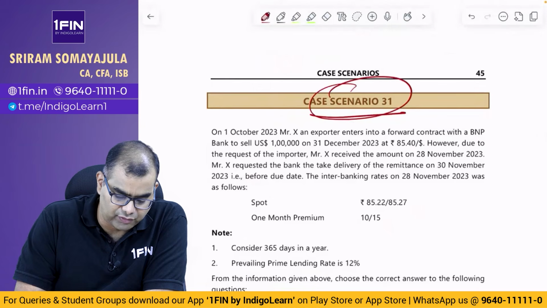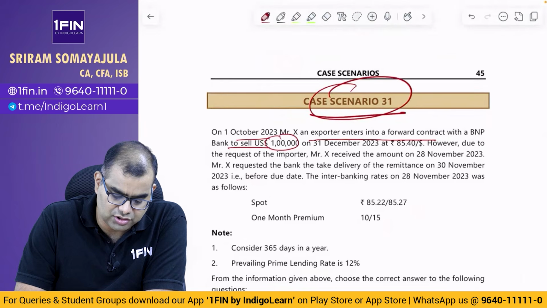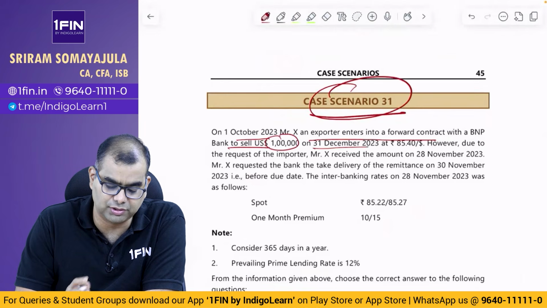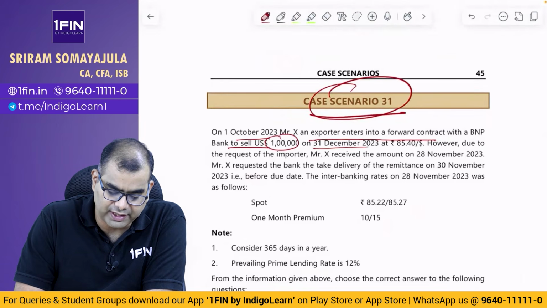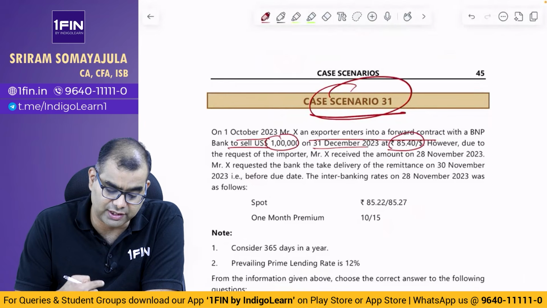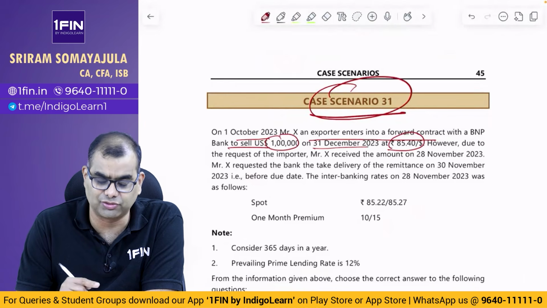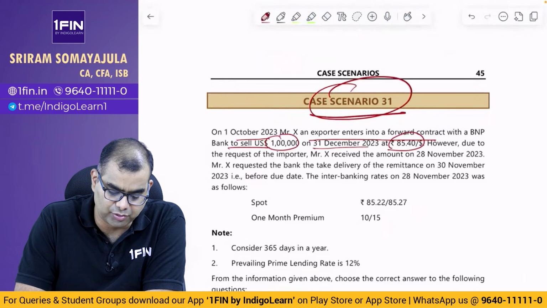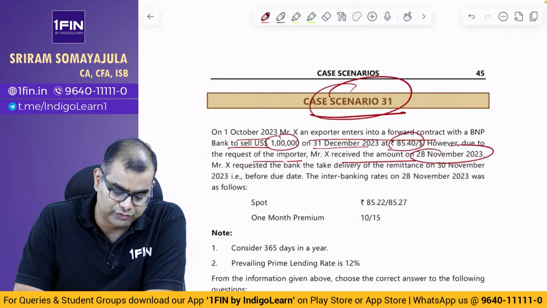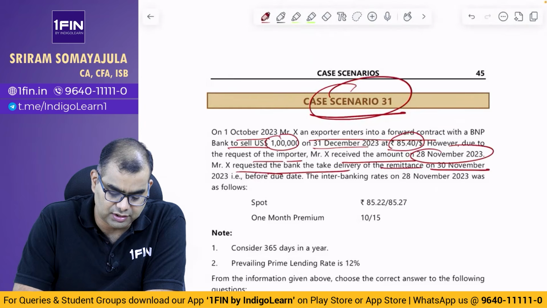Case scenario 31. On 1st October 23, an exporter enters into a forward contract with BNP to sell $100,000 on 31st December 23. So 1st October to 31st December, 3 months, at 85.4. Okay, so the exporter is going to get proceeds. However, due to request of the importer, he received money on 28th. So he got money 1 month in advance. He requested the bank to take delivery of the remittance on 30th November before the due date.